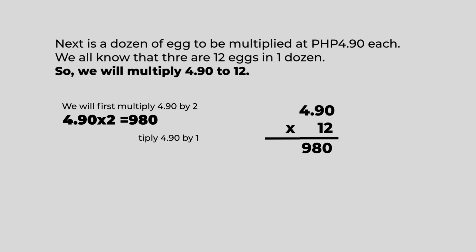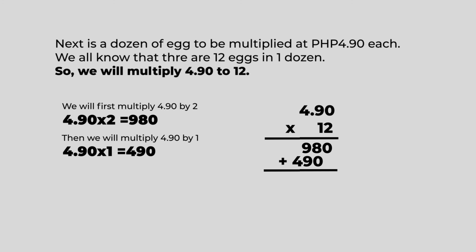Then multiply 4.90 by 1. 4.90 times 1 is equal to 490. Proceed to addition. 980 plus 490 is equal to 5,880. Since we have 2 decimals, we will move the decimal point from right to left twice. Thus, our answer is 58.80.